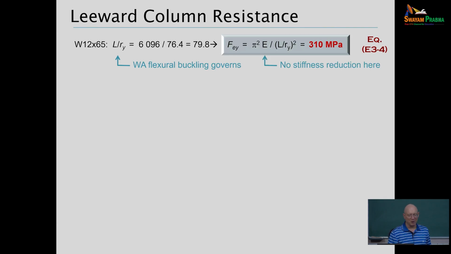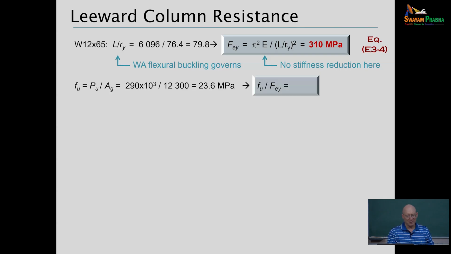And notice there's no stiffness reduction here. So this is often a confusing matter with direct analysis method. You have to look at it in two separate sets of solutions. You do your analysis with reduced stiffness, but then when you move to calculating resistances, if you see an elastic modulus there, it's the unreduced modulus.